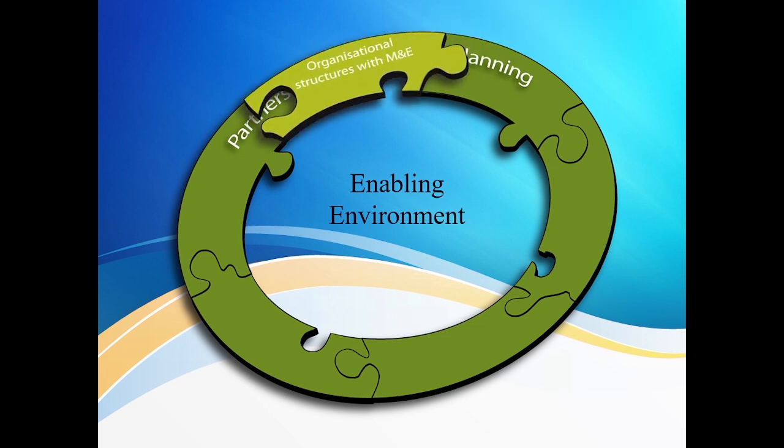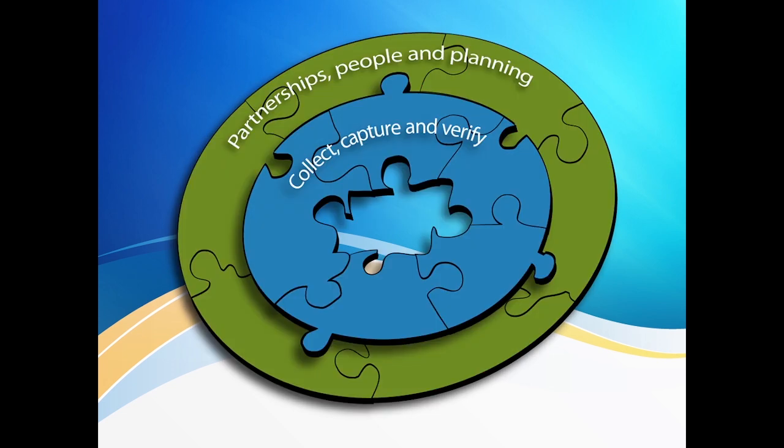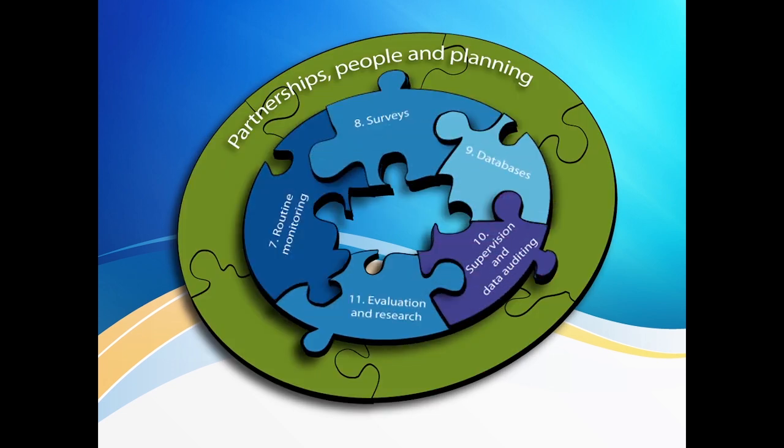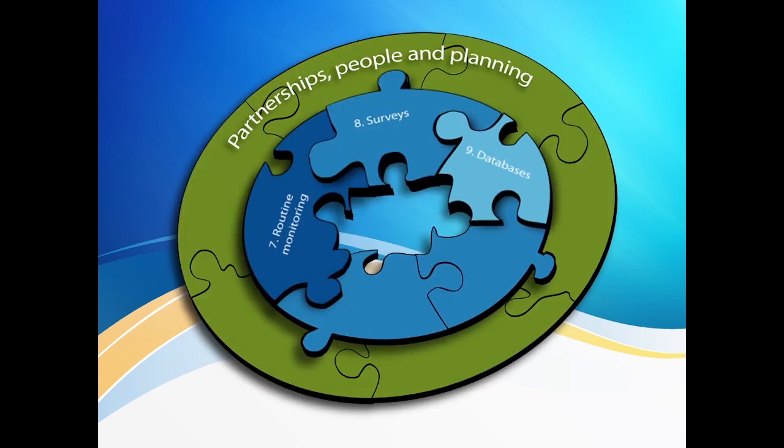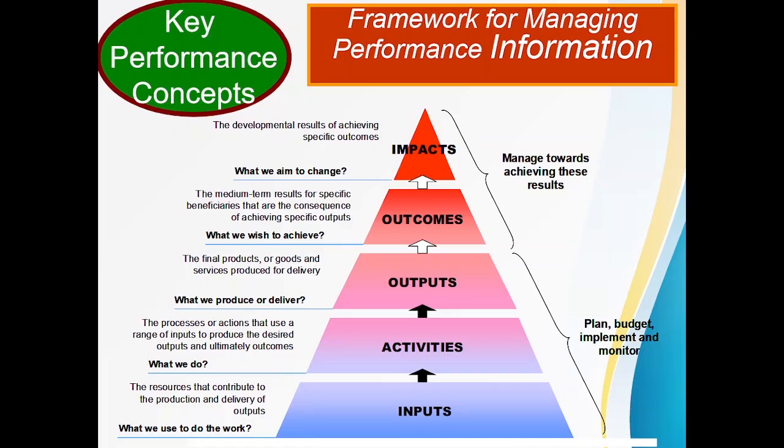So we've looked at the data dissemination and use, the enabling environment. I explained these components, so I'm not going to repeat them. And then lastly was people, partnerships, and planning. If you look at my video on the types of components in developing an M&E system, I explained them there. This is just to help you out.